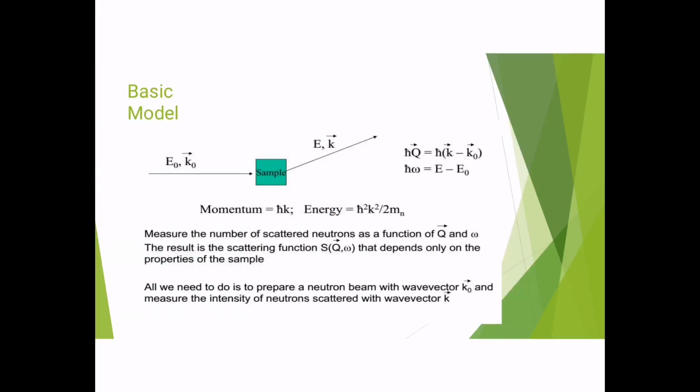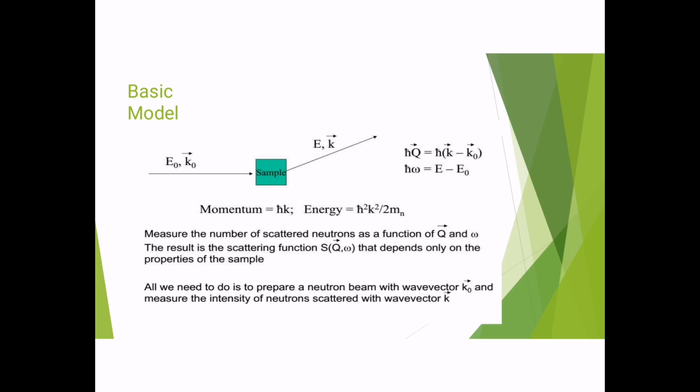There is a basic model showing the neutrons with different kinds of energies. These energies come from the reactor, and after striking the sample, the neutrons are scattered at certain angles and their energies also change. The change in energy can be taken from the equations written on the top right side of the slide. So the momentum is equal to ħk, whereas energy can be calculated by the equation ħ²k²/2mn.